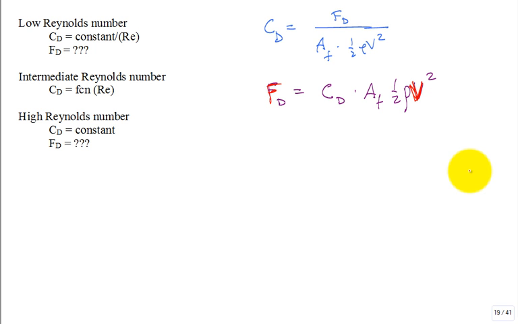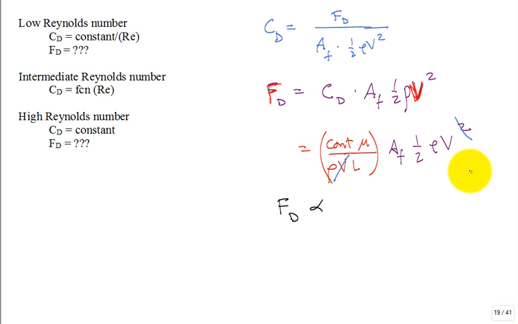So if I say that the drag coefficient is equal to a constant divided by the Reynolds number, rho v some length over mu. Did I do that right for replacing C sub D? Then I have the projected frontal area times 1/2 rho v squared. Are these v's the same? This v, can I cancel one of those v's? So what we find is that the drag force is proportional to the speed when you have low Reynolds number flow.